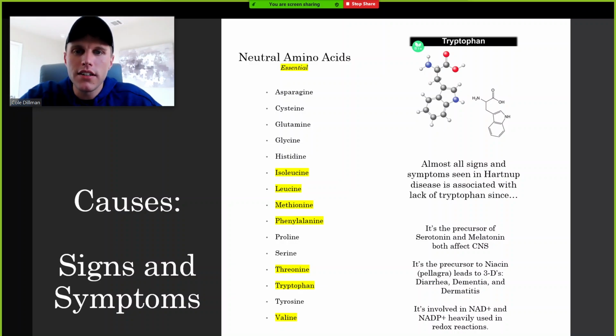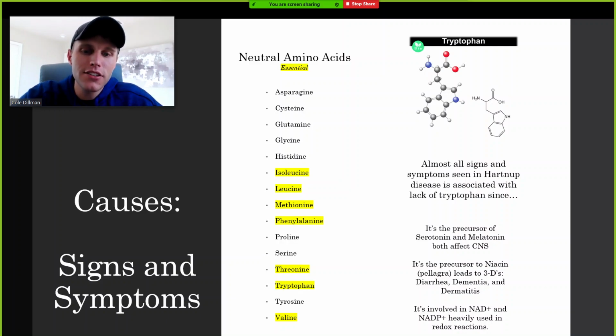Now here I have created a list of the neutral amino acids within the body. All of these in white are able to be synthesized within the body. However, the ones here in yellow are essential, which means our body is not able to produce them inside the body. Well, the primary concern here is tryptophan. It seems that the other neutral amino acids here in yellow are able to get into the body in adequate amounts, or at least amounts that don't cause any issues such as signs and symptoms.